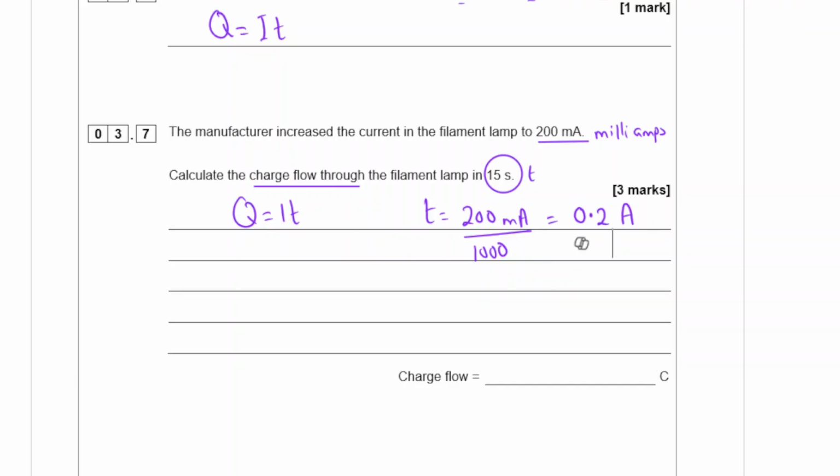So putting that into the equation, this is why they're giving you 3 marks. So this gives you a mark for the conversion. If you fail to do that, you lose a mark. So the current is 0.2 multiplied by 15. That gives you 3 coulombs.